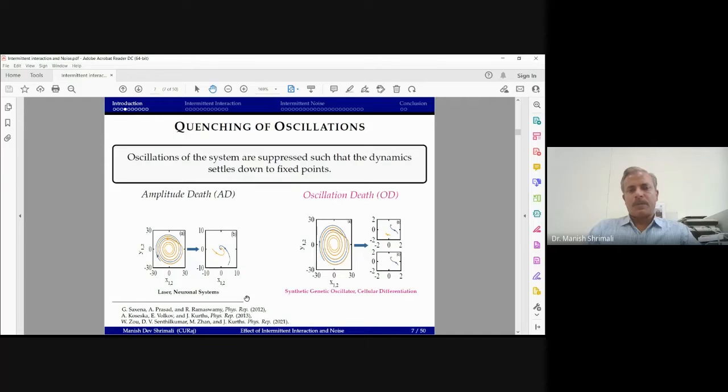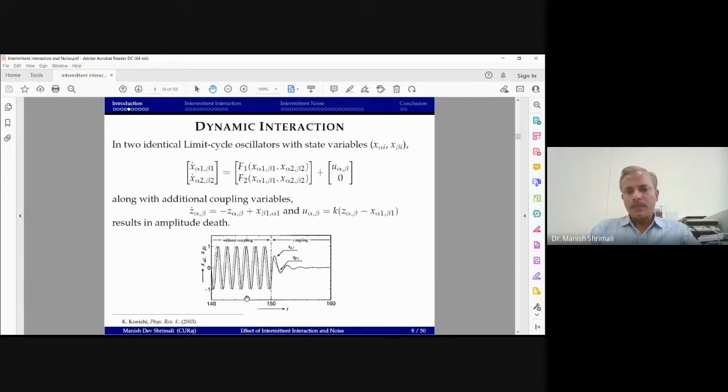which is good for the students. Now, as I said, I'll be talking about this intermittent interaction, where the interaction is not continuous. It is changing with time or in space.